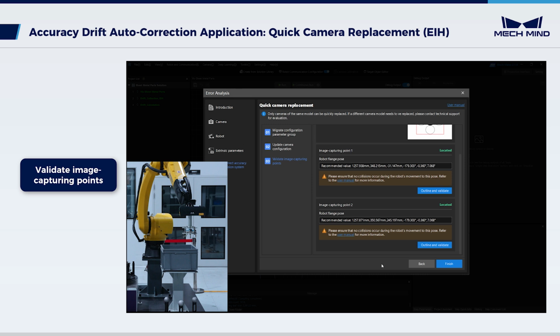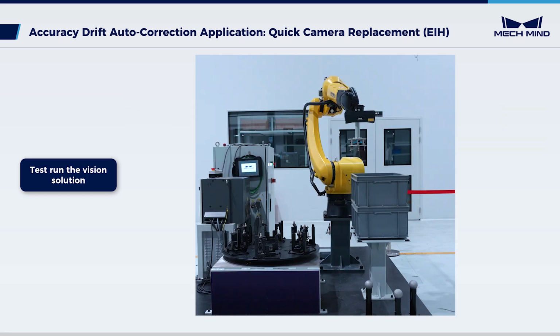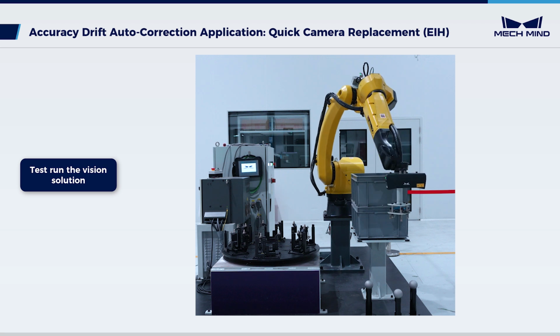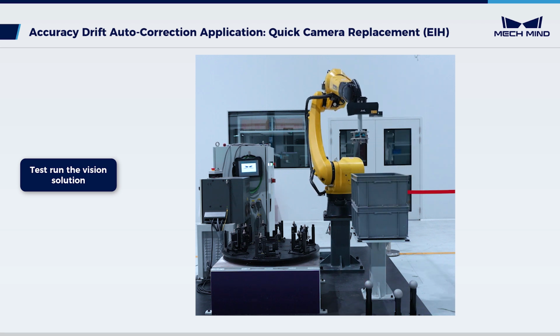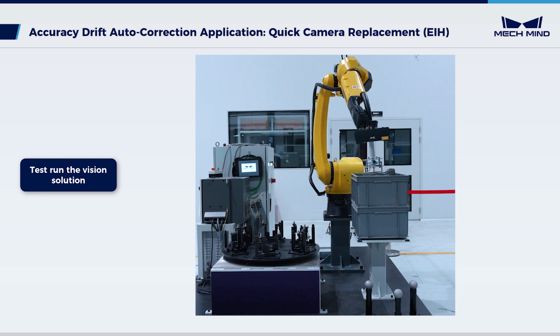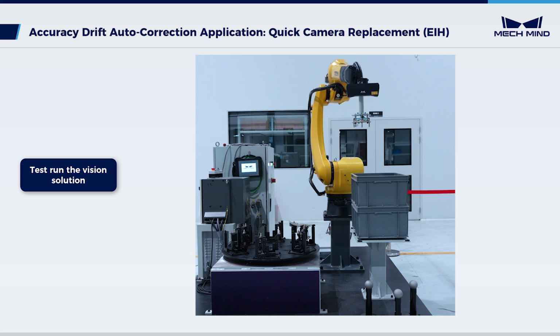When all points have been validated, click Finish. Now we have completed the quick camera replacement under EIH setup. Finally, as during the deployment, run the auto-correction program in the robot first. Then, continue to run the picking program. If the robot is able to pick the target objects accurately, the quick camera replacement is successful.